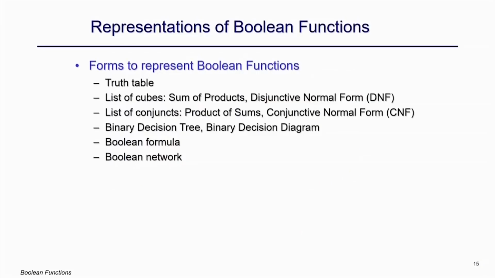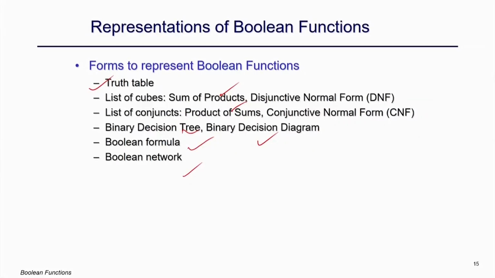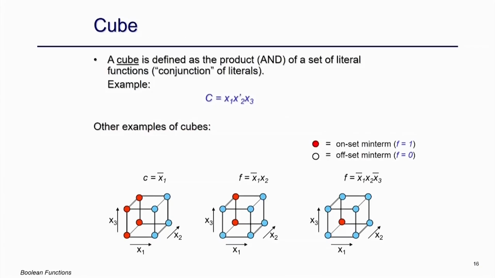So, there are various other options: a truth table, sum of product or product of sum, binary decision tree, BDD (binary decision diagram), Boolean formula or Boolean network, right. So, we can represent these functions in various forms. Usually, I represent them by this hypergraph, truth table, sum of product form or binary decision diagram. So, there are various ways to represent these Boolean functions, right.